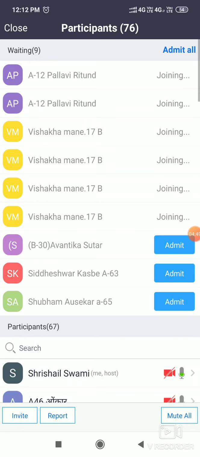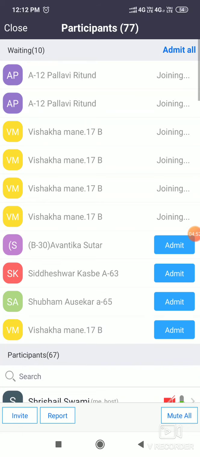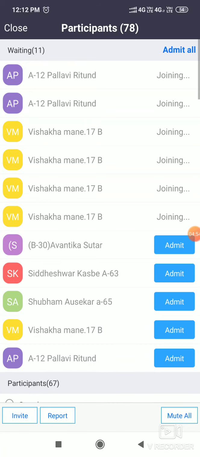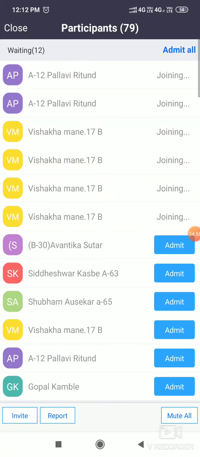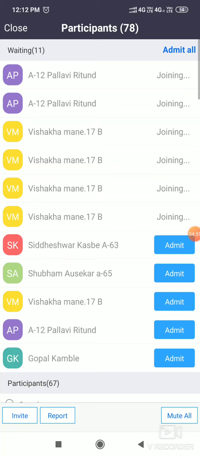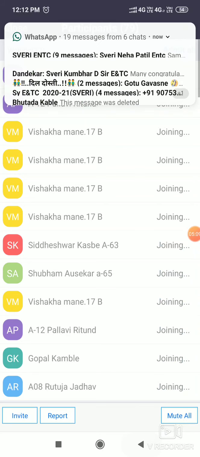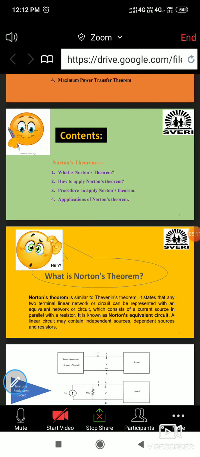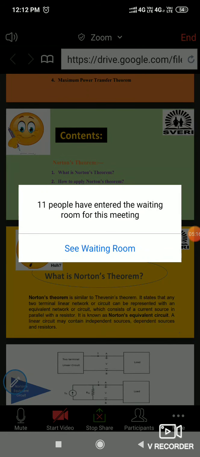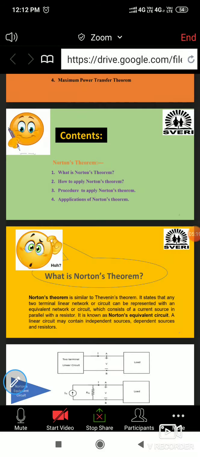This means if current is passing through that element, the voltage drop across that element, if we plot the graph of voltage and current, is a straight line passing through the origin. That shows that the VI characteristics of these elements are linear. That's why these elements are called linear elements. So the network consisting of linear elements is called a linear network. Norton's theorem is also applied for a linear network only.